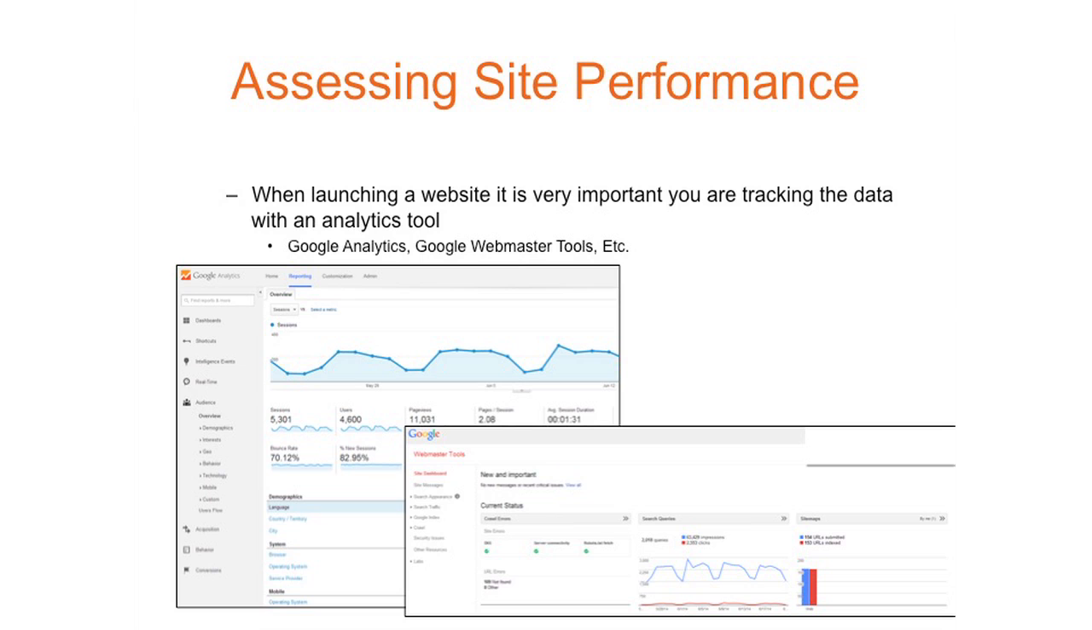The final section of on-site optimization is assessing site performance. When launching a website, it is very important that you are tracking the data with an analytics tool. Below, you'll see two examples: Google Analytics and Google Webmaster Tools. Both these tools are free, and I would highly recommend you put these on your website before launching.